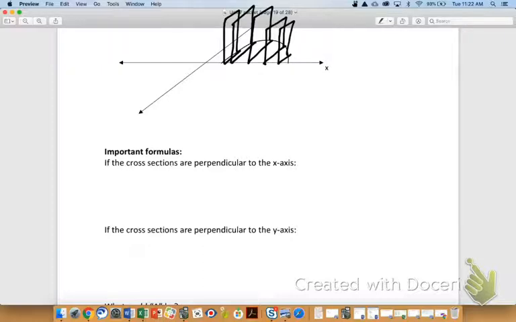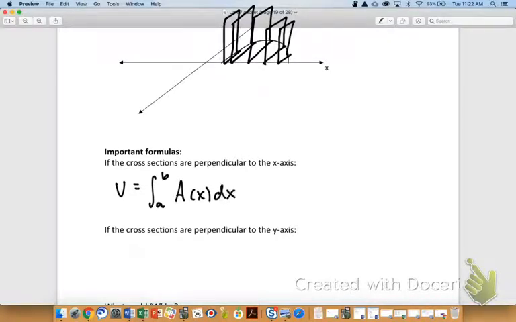How many cross sections would I really need to fill out the solid completely? And they would have to be really skinny, right? Approaching 0. So how is it that I add up an infinite number of really skinny things? I have to use the integral, right? I've got to use a definite integral. So here is how you would find the volume. Volume equals the integral from a to b of A(x) dx.